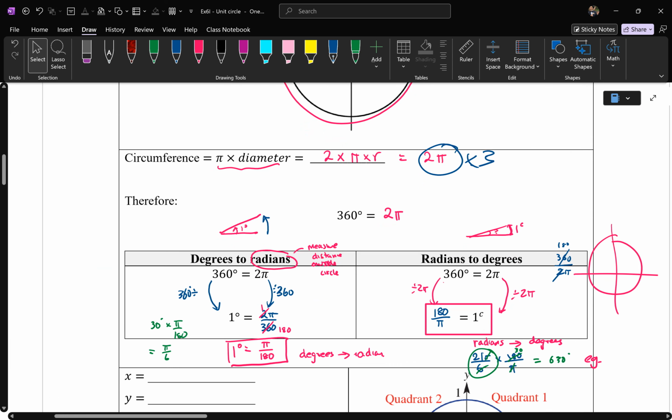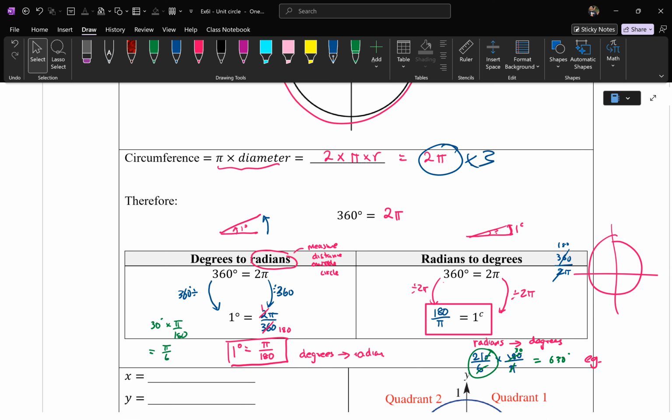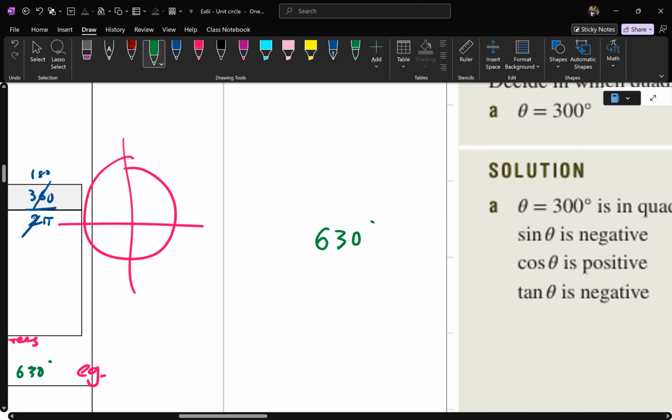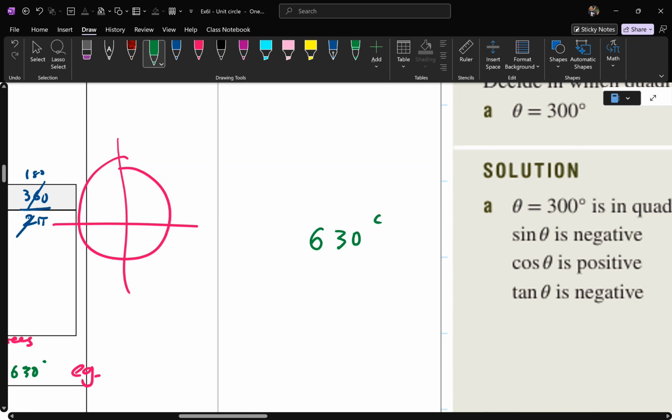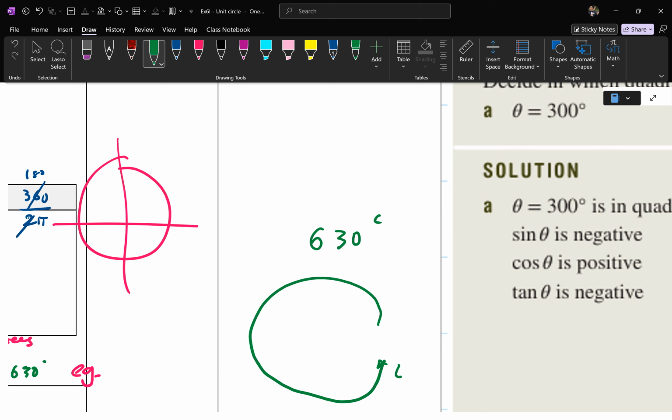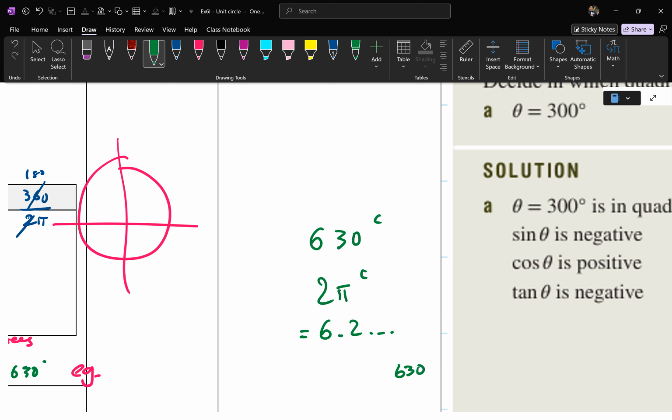So if it's 630 with a little c, does that mean it's 630? No. If it's 630 with the little c, this just means that the distance around the circle is 630, whatever the units are. So you see 2 pi c, 2 pi is about what? Double pi, so 6.2 something. When you say 2 pi radians, what you're saying is the distance around this is about 6.2, whatever the units are. Does that make sense? It's just that 6.2 something is too hard to remember, so people say 2 pi instead.